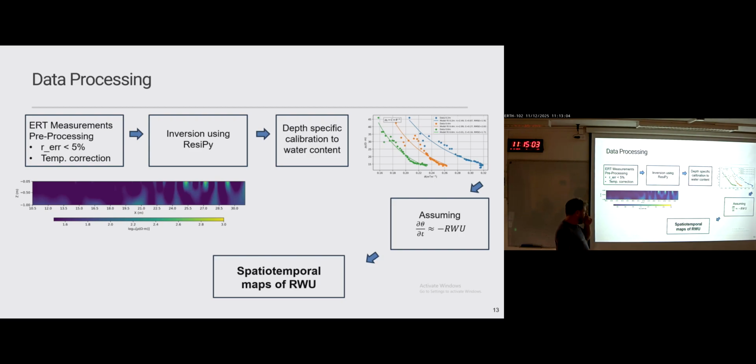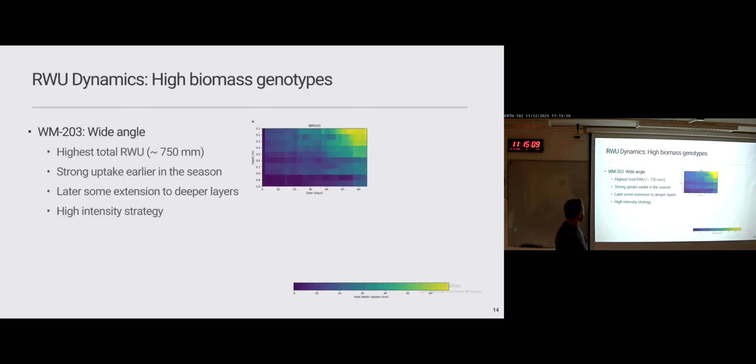Okay, and the result are spatiotemporal maps of root water uptake. Let's have a look at such a map. Here you can see the depth. This is the soil surface. This is 1 meter below the soil surface. This is time in days. This is 60 days. And the colors represent the cumulative root water uptake from 0 to yellow, which is the maximum cumulative root water uptake. And you're going to see now 4 of those maps for the 4 different genotypes.